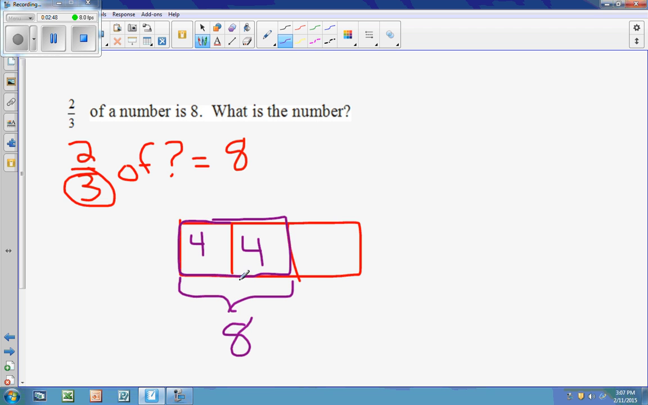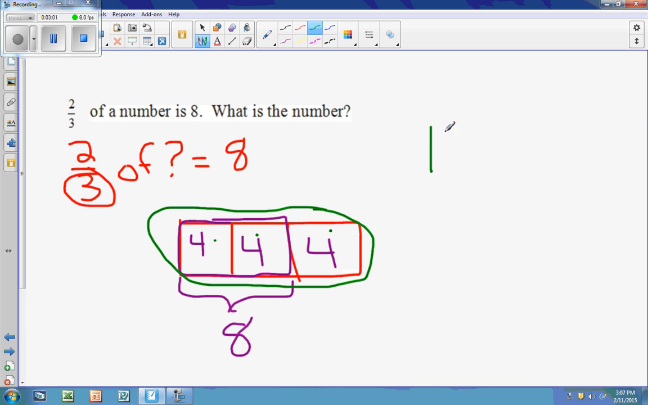And because in fractions we know that every part is the same and equal, this has to be worth 4. So now to figure out what my whole number is, I have to add up all the 4's inside, and I know that 2/3 now of 4, 8, 12, my answer would be 12.